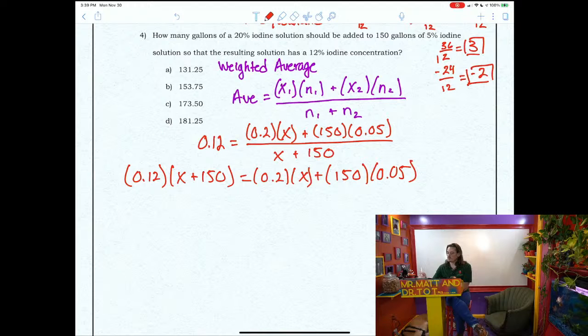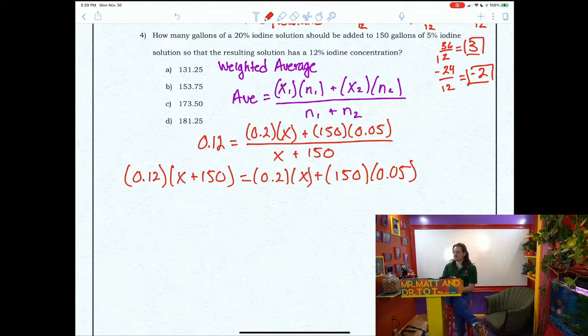So we have 0.2 or 20% concentration times an unknown or X number of gallons that we're going to add, plus 150 gallons of a 5% concentration that we already have, quantity divided by X plus 150. The X here is the new number of gallons of the new solution that we're going to add in order to obtain a 12% overall concentration.